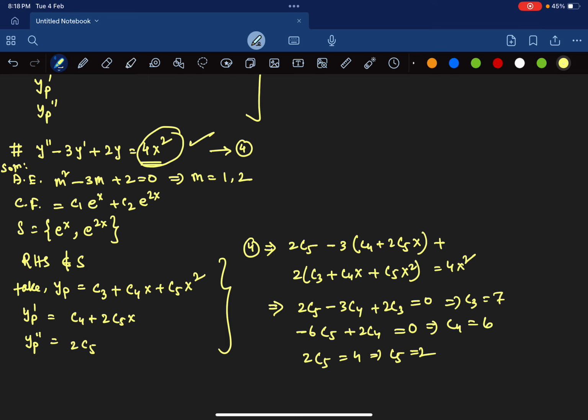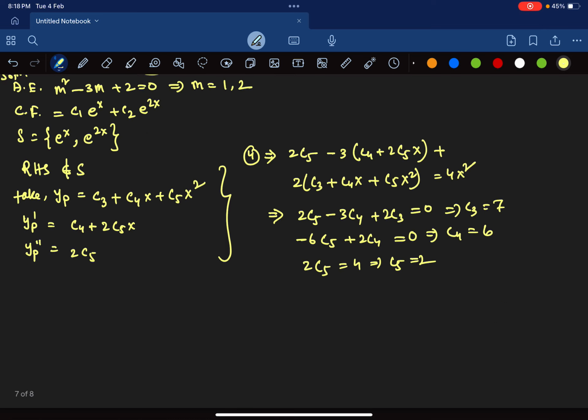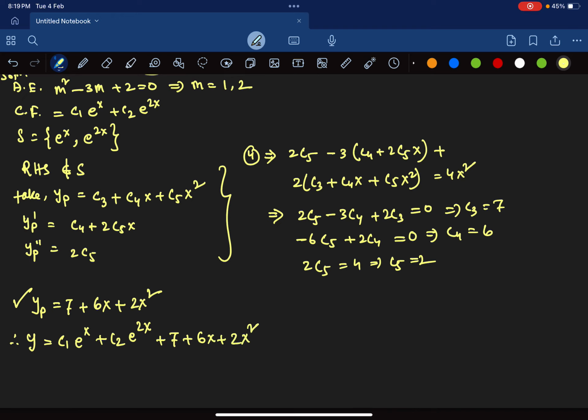So you got c3, c4 and c5. Immediately you can write yp as c3 is 7, c4 is 6x, plus c5 as 2x square. This is yp. So the general solution is given as c1 e power x plus c2 e power 2x plus 7 plus 6x plus 2x square. Okay, this is going to be the general solution. Clear?